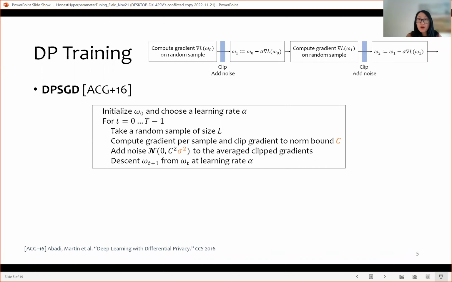After clipping the gradient, we add noise to the clipped gradient so that we can hide the contribution of each individual sample to the gradient. To some extent, this provides privacy protection to whoever contributes or is involved in this training process. Then we descend the parameters of the model using this noisy gradient and a particularly chosen learning rate. This process is repeated in a similar fashion as non-private SGD, right? So this is pretty nice.